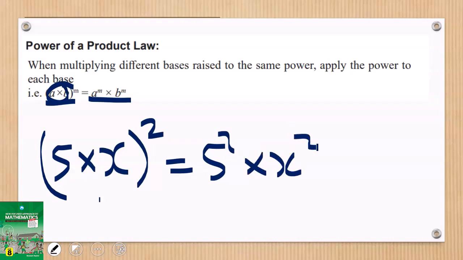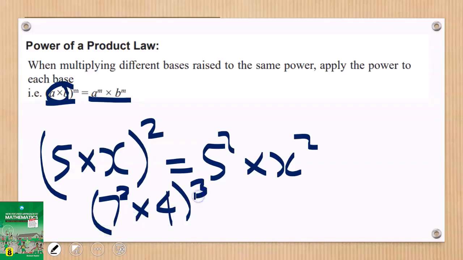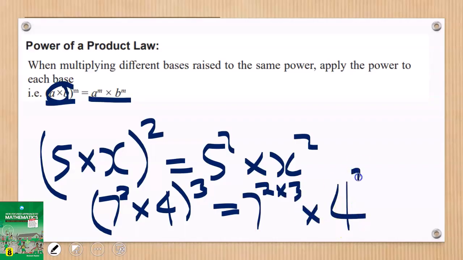Again, if I have maybe 7 exponent 2 times maybe 4 exponent, let's say 1, all to the power 3, then I can expand this as 7 exponent 2 times 3 times 4 exponent also 3. That is what this law is all about.